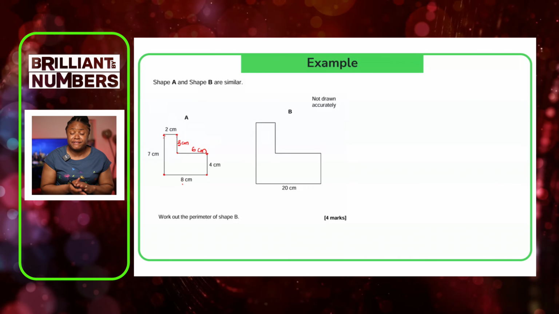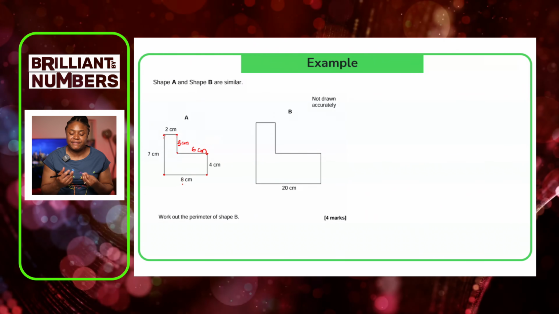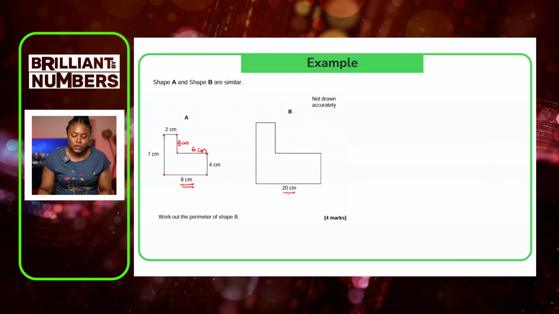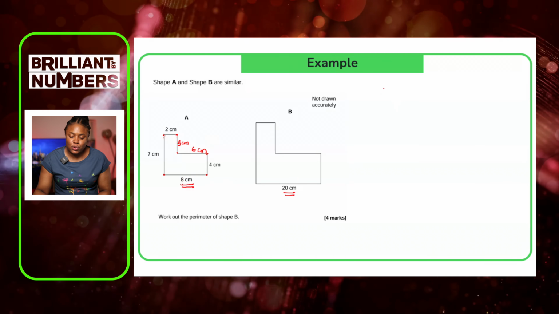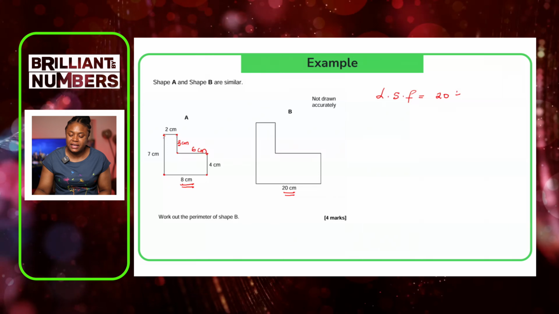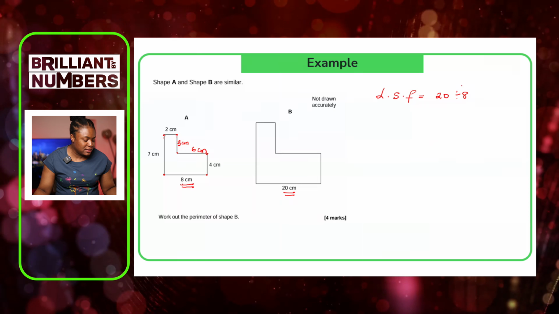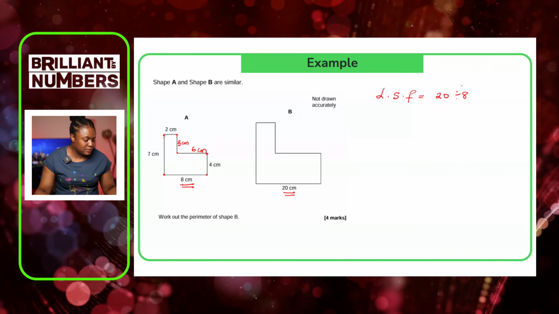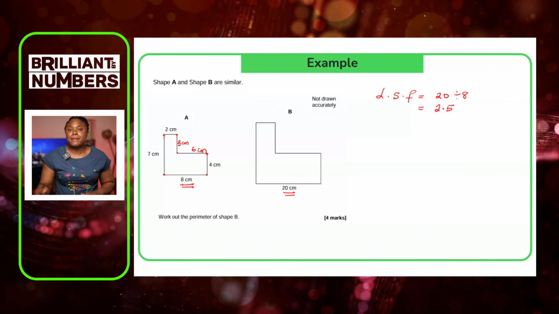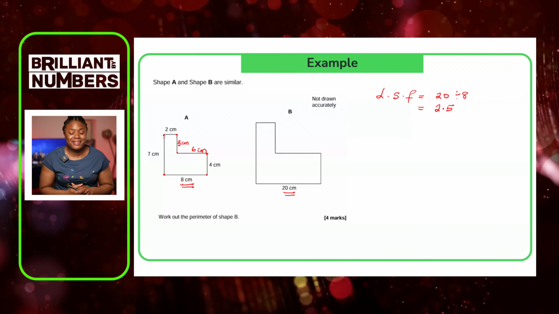I can go ahead and find the perimeter, or I can find the scale factor first. I'm just going to go ahead and find the scale factor. So I know the side 8 here corresponds with the side 20. So the linear scale factor is equal to 20 divided by 8. I'll just put that in my calculator. So 20 divided by 8, and that gets me to 2.5. So I know the perimeter of the larger shape will be 2.5 times larger than the smaller one.